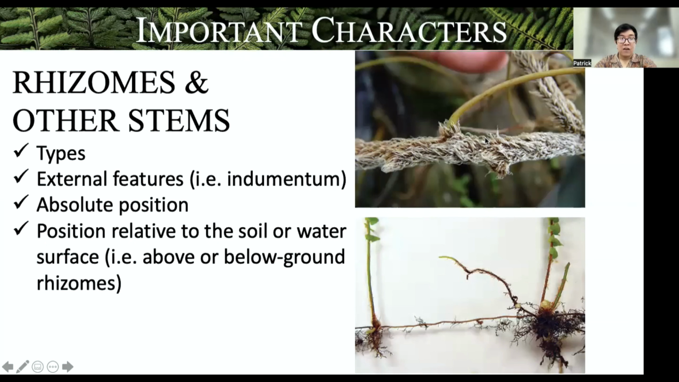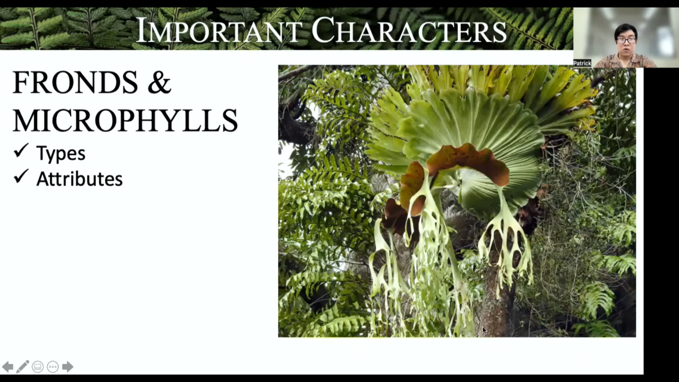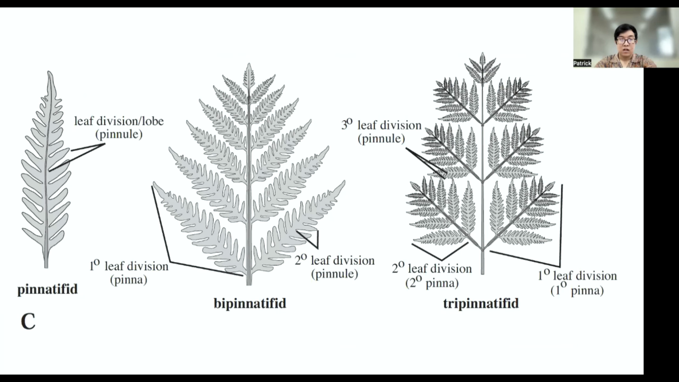So another important character that must be noted are the rhizomes and other stems. We must take note of the types, the external features such as the indumentum, the absolute position, and the position relative to the soil or water surface. So such as the above ground or below ground rhizomes. And of course the fronds and the microphylls, their types and attributes. So here are some examples of your fronds and microphylls.